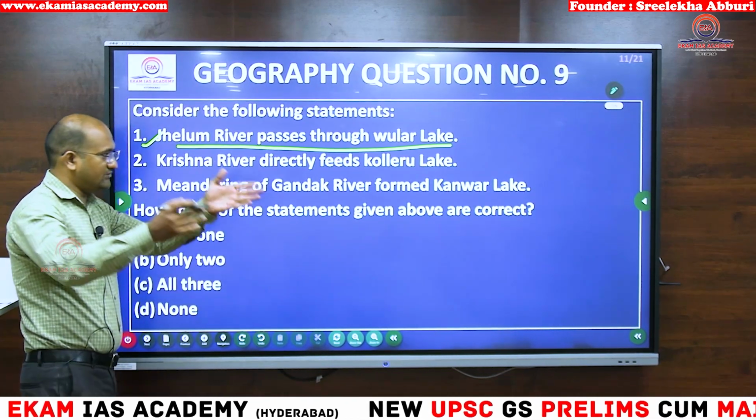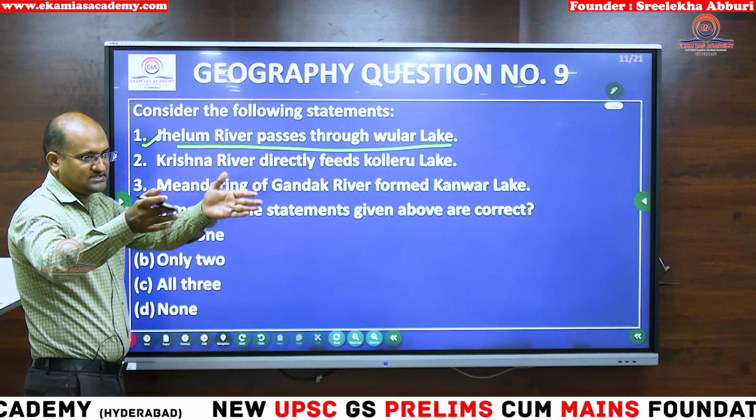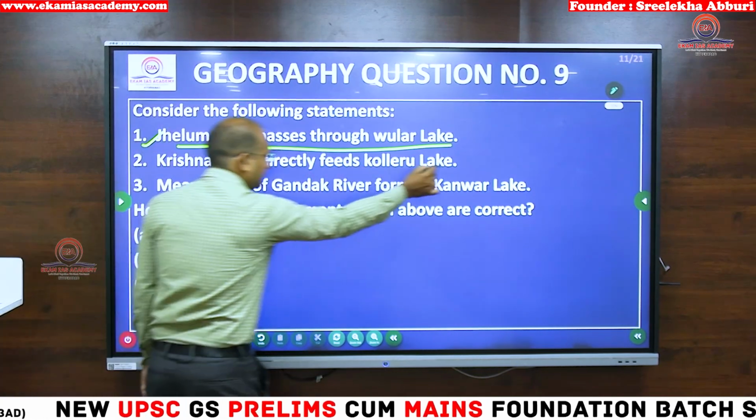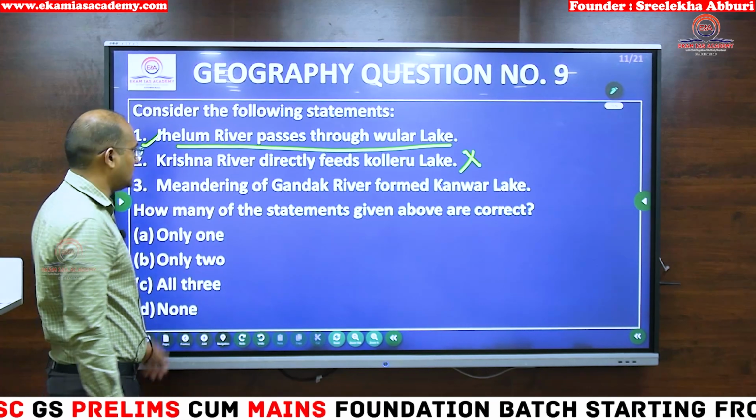It is present in between deltas or basins of Godavari and Krishna, but Krishna is not directly feeding it. How do you know? You should have studied it in the rivers, okay, lakes.